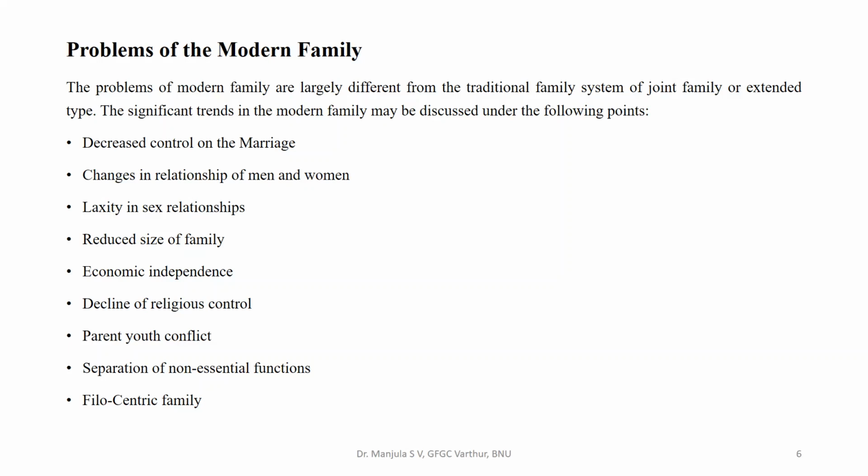Reduced size of family. Due to industrialization and urbanization, the family has been reduced, and parents no longer desire more children, but rather develop a tendency to have a smaller family with the help of modern contraceptives. So the reproductive function of the modern family has suffered a setback. However, the survival of the human race is based on reproduction.